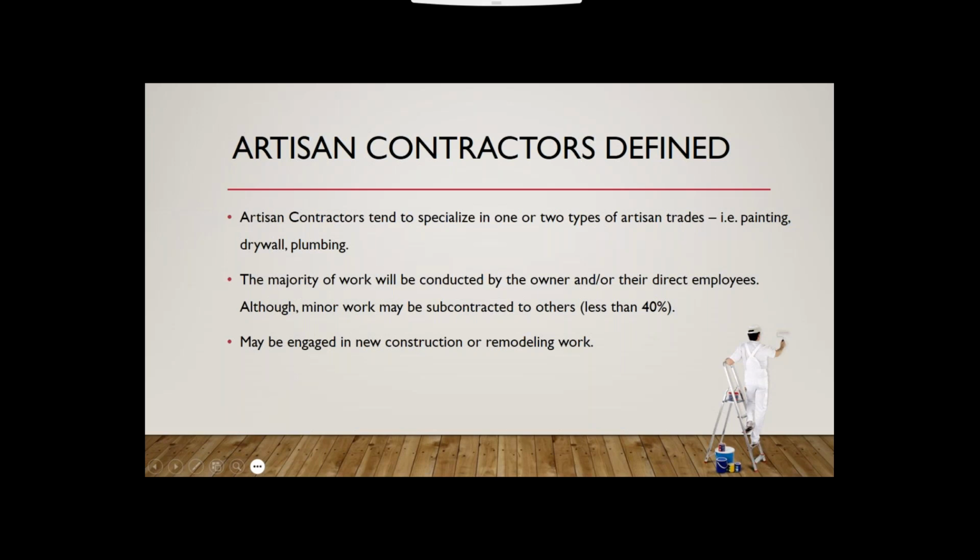Artisan contractors are identified as specializing in one or two types of artisan trades, usually less than 5. Some of those trades can include painting, drywall, plumbing, flooring, and so on. The majority of the work performed will be by the owner and/or the owner's direct employees. Subcontracted costs are typically less than 40 to 50% of their total operation. Artisan contractors may be engaged in commercial, industrial, and residential new construction and remodeling work.